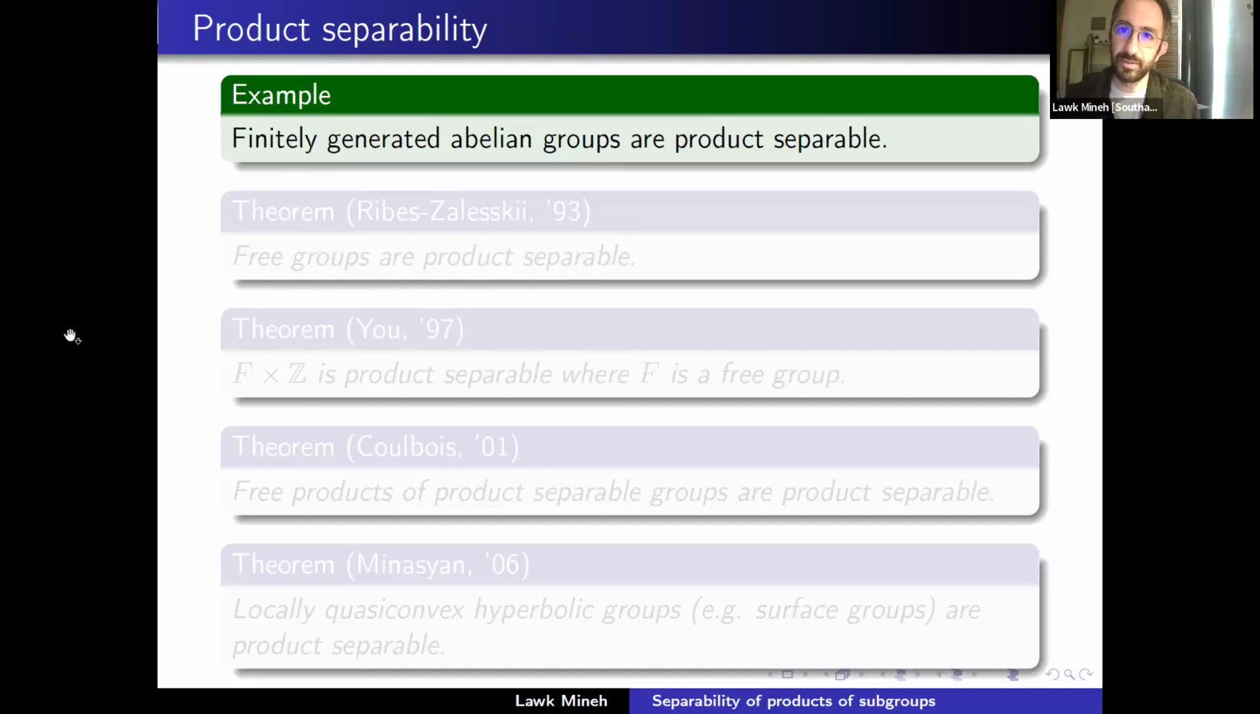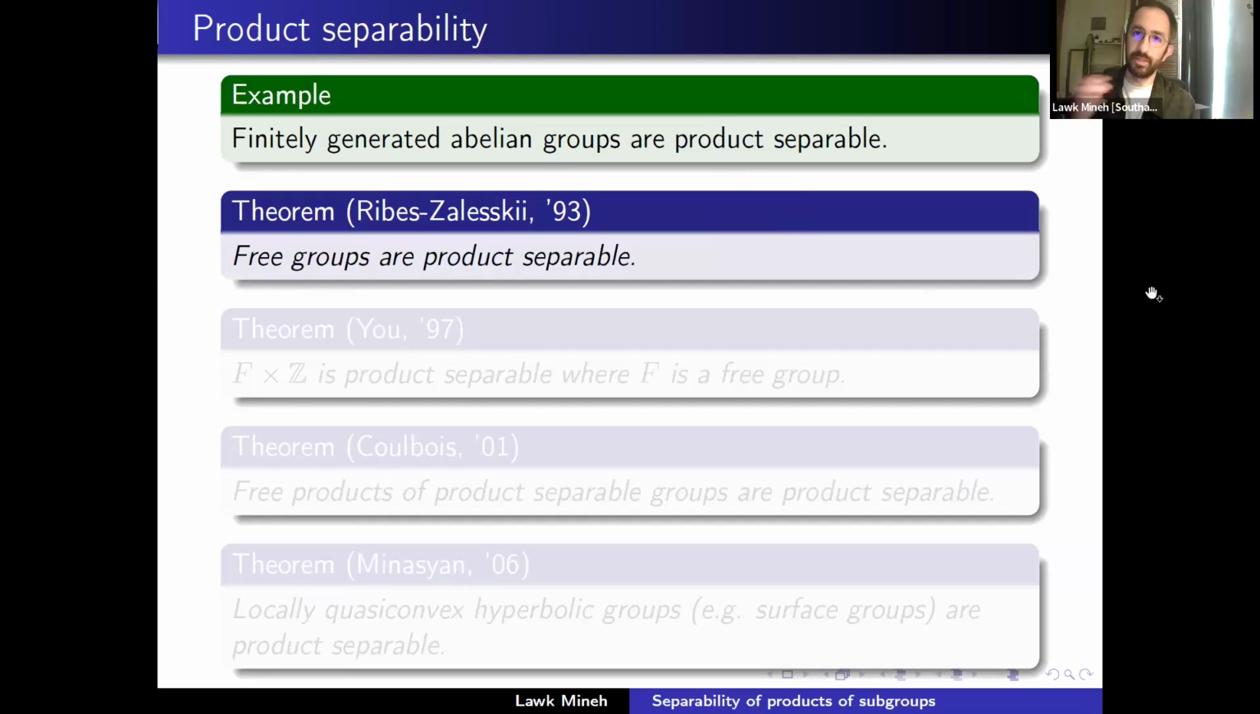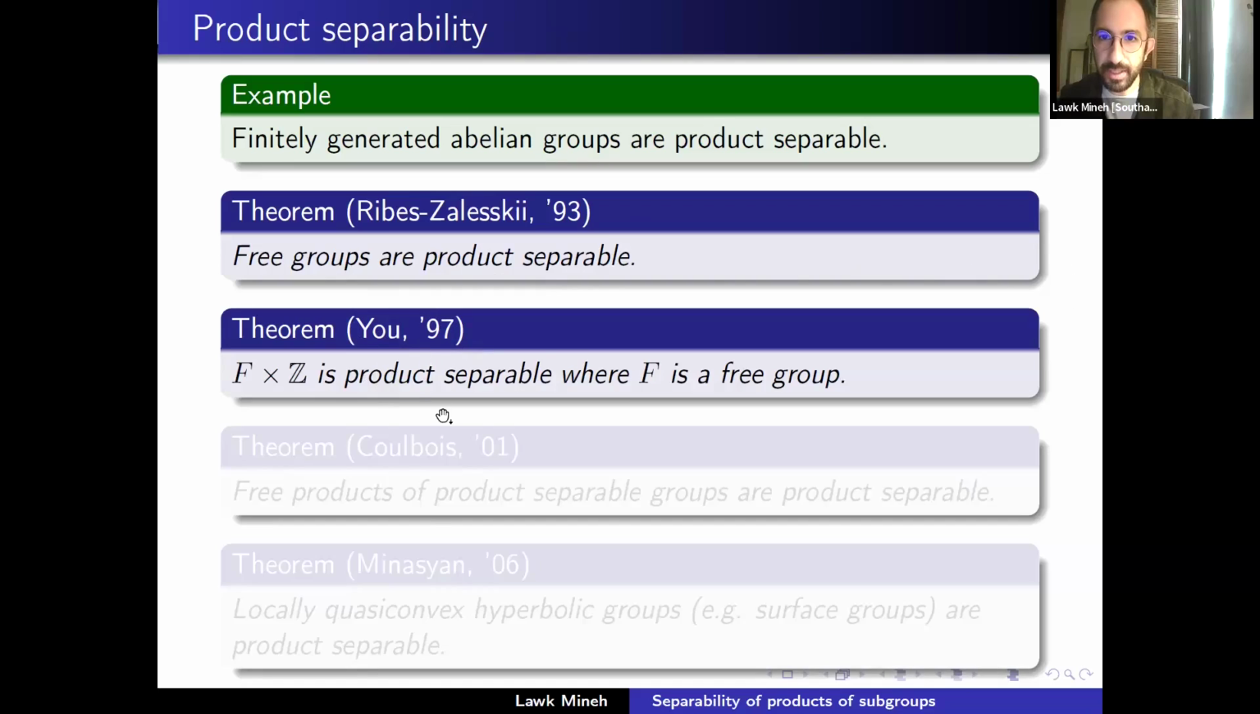The first non-trivial example actually comes from free groups. These were shown to be product separable in the 90s by Ribes and Zalesskii. I think it's interesting to point out the nature of the proof. Ribes and Zalesskii considered actions of free groups on profinite trees. These are wacky spaces that are inverse limits of finite graphs satisfying some tree-like condition. They studied the convexity properties of these profinite trees, and they get this result. Pushing that result a bit further is Shihong Yu, '97. He used essentially the same method, strengthened a bit, to show that the direct product of a free group with an infinite cyclic group is product separable as well.